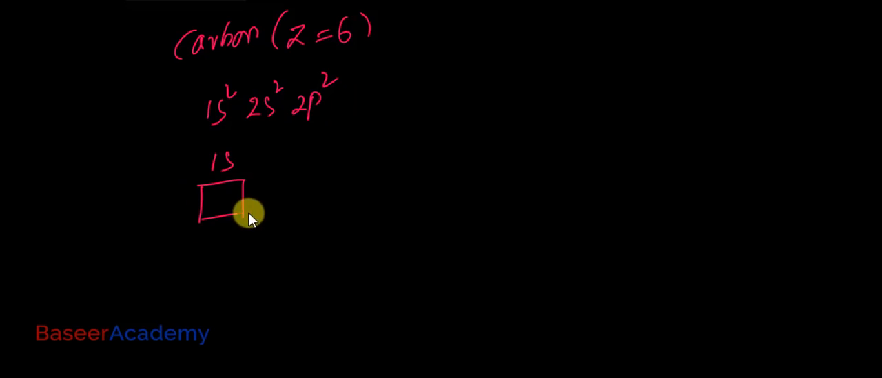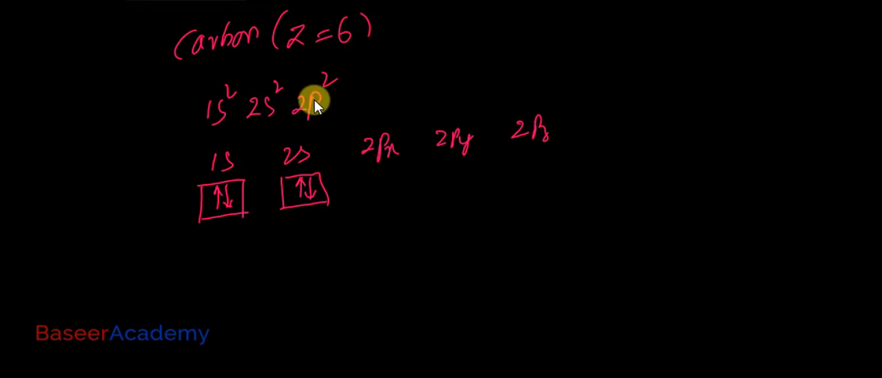Let me write this down in a box form. 1s, it has 2 electrons. 2s, it also has 2 electrons. P, we know that P splits into 3 orbitals, 2px, 2py, 2pz. Right? How many electrons are there in P subshell? 2 electrons. The first electron can go into any one of these orbitals.